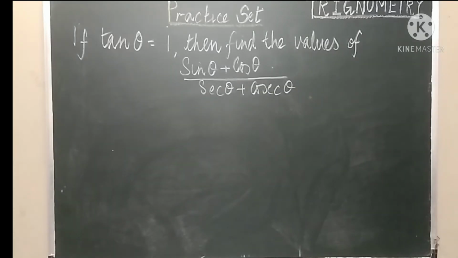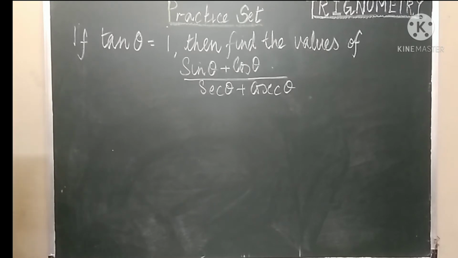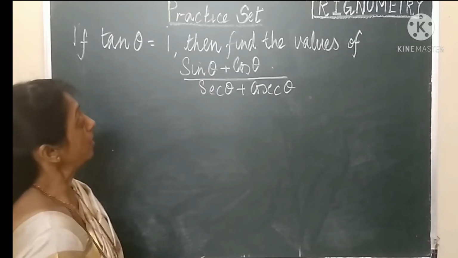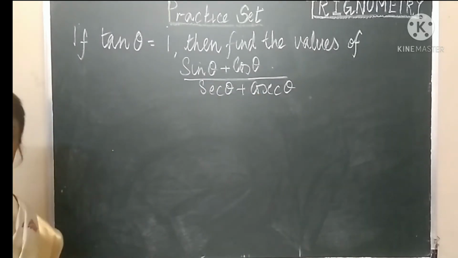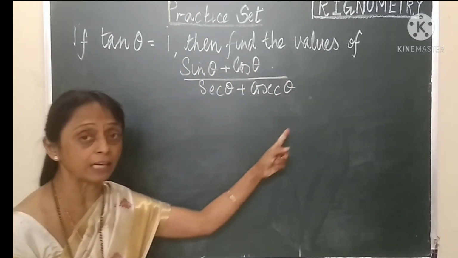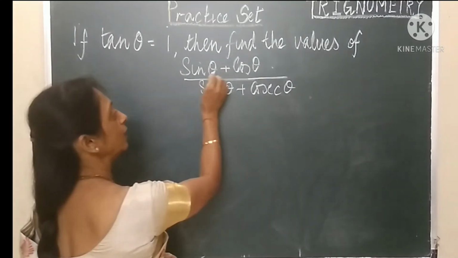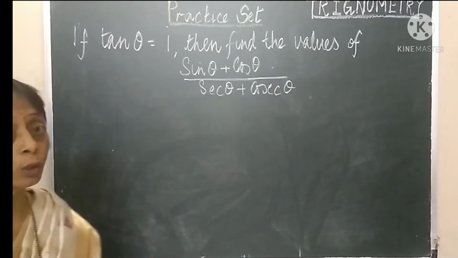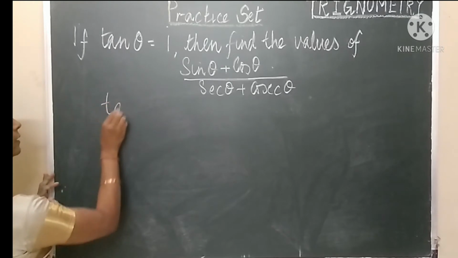Now, moving on in trigonometry with practice set problems. Let's see the problem on the board. If tan of theta is equal to 1, then find the value of sin theta plus cos theta upon sec theta plus cosec theta. Now, when is it easier for us to find the value of such a big problem given to us? Only if we know the value of the angle over here, that is theta. For this, let's look into what we can make use of given in the problem. What is given in the problem?